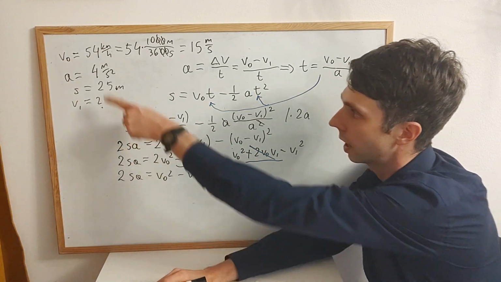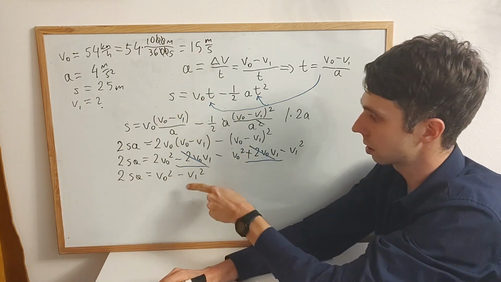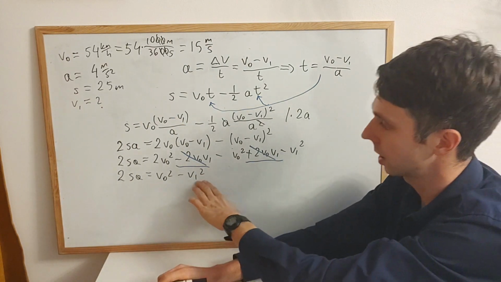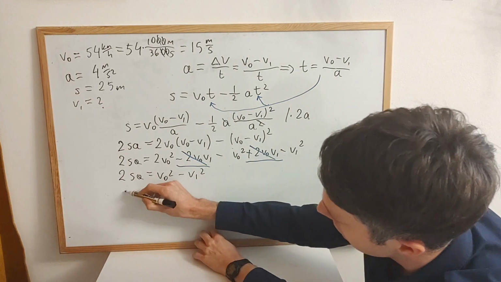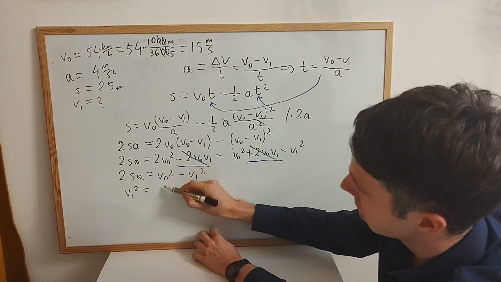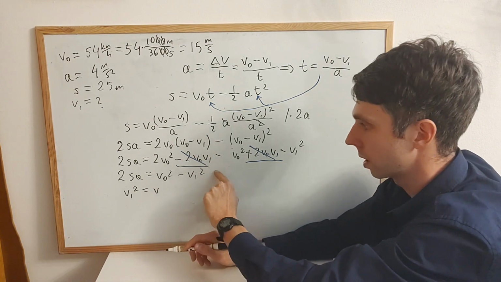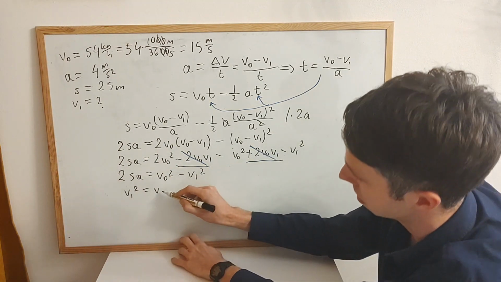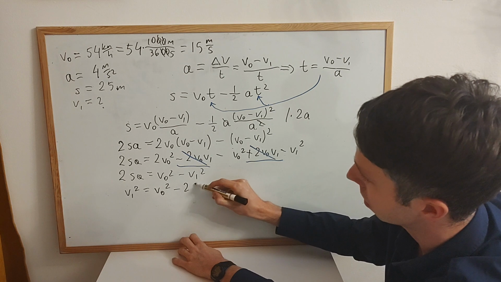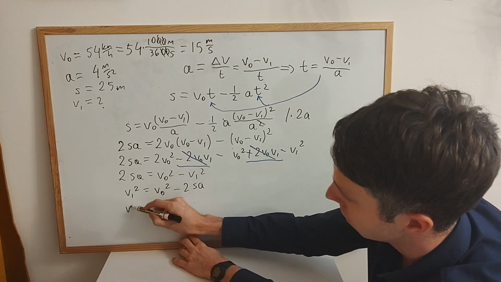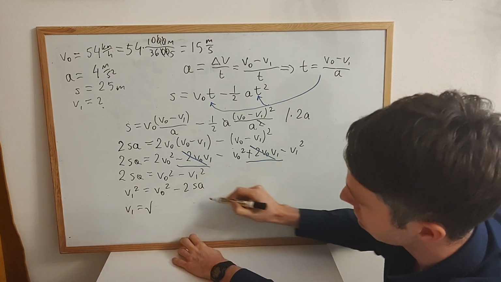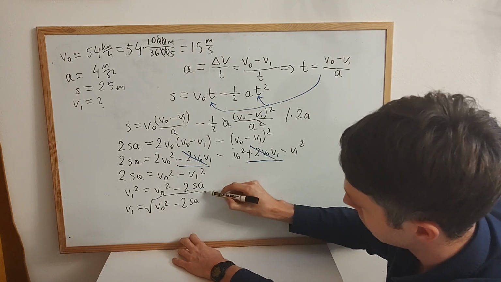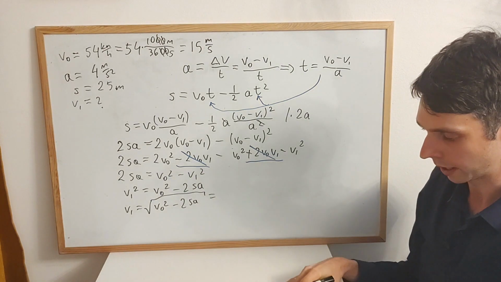S is known, A is known, v0 is known, v1 is the only unknown, and this is what we are looking for. So let's just calculate v1 from this. So v1 squared is, I just move this to the left and this to the right, so it's v0 squared minus 2sa, so v1 is just the square root of this.